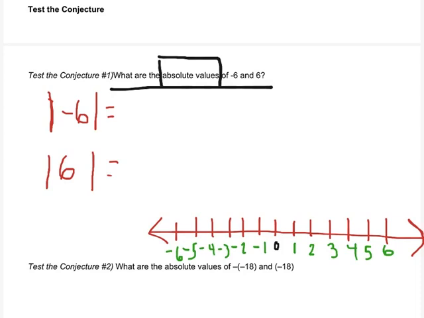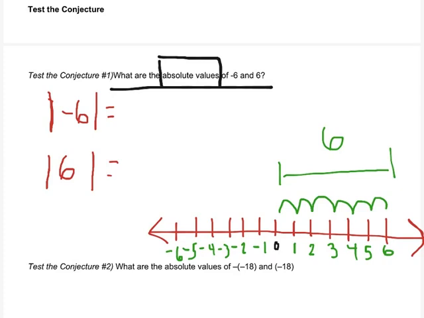The last step that we have to take to figure this out is to count the number of spaces it takes to get from -6 to 0 and from +6 to 0. Because as we know, the absolute value is the distance from the number to 0. So let's start with +6. We'll start at +6 and move all the way to 0. So 1, 2, 3, 4, 5, 6. So between 6 and 0 there's 6 spaces.